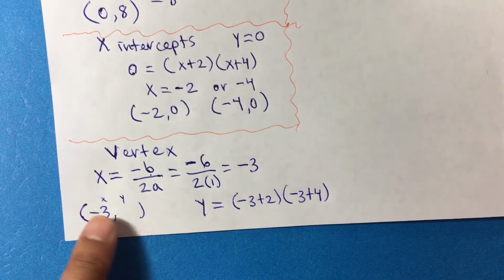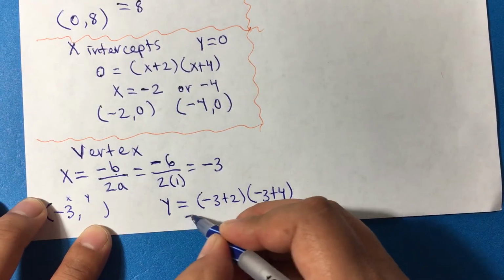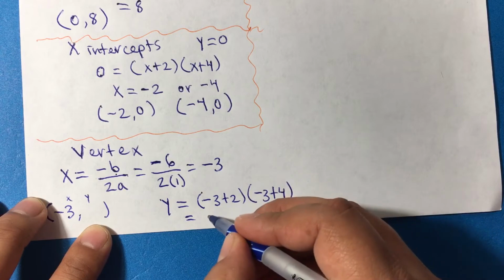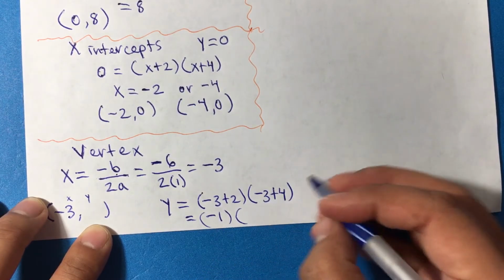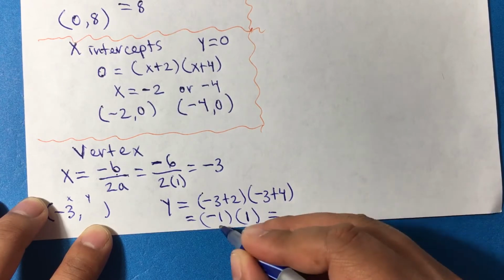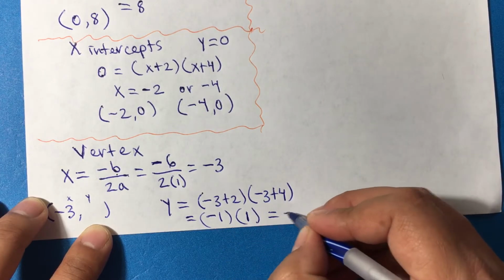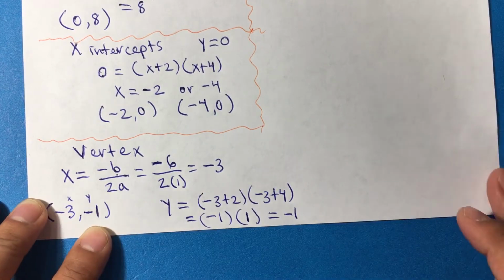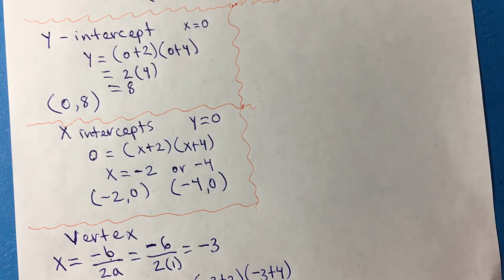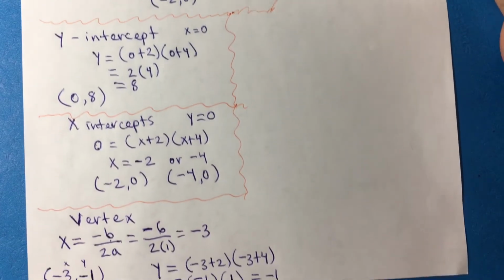What I did was substitute the negative 3 into x here and here. So negative 3 plus 2 is negative 1, times negative 3 plus 4 is 1, which is negative 1 times 1, which is negative 1. So now I have my vertex. It's right there. Now that I have all the pieces, let's put them together.